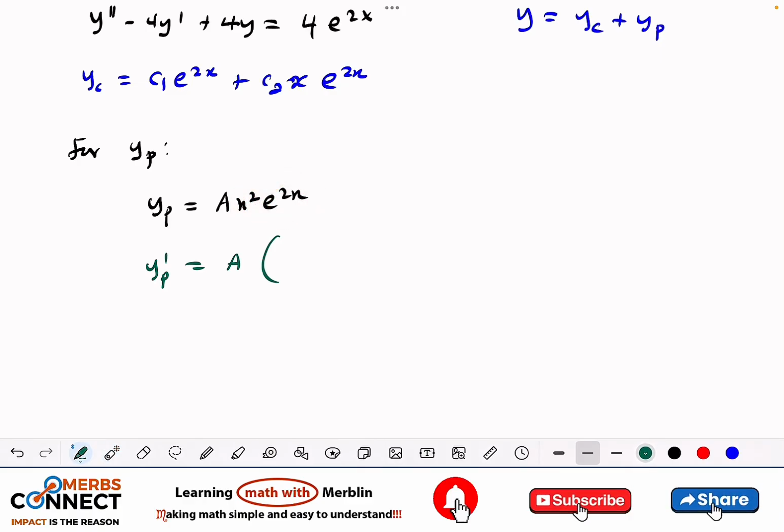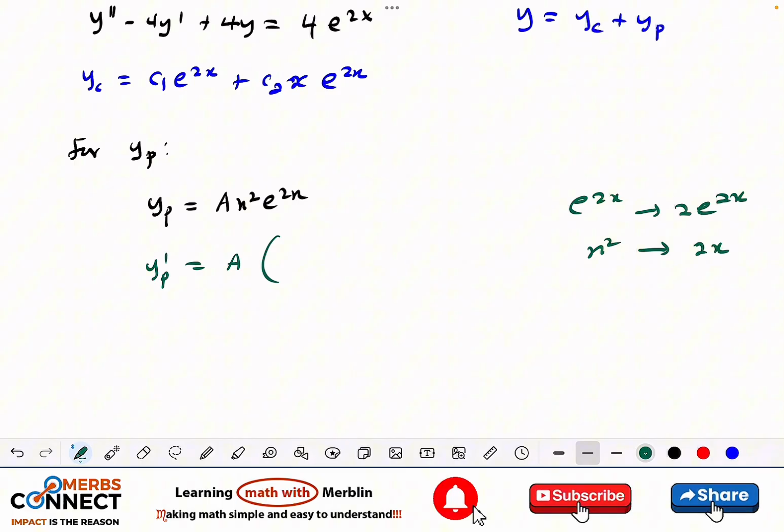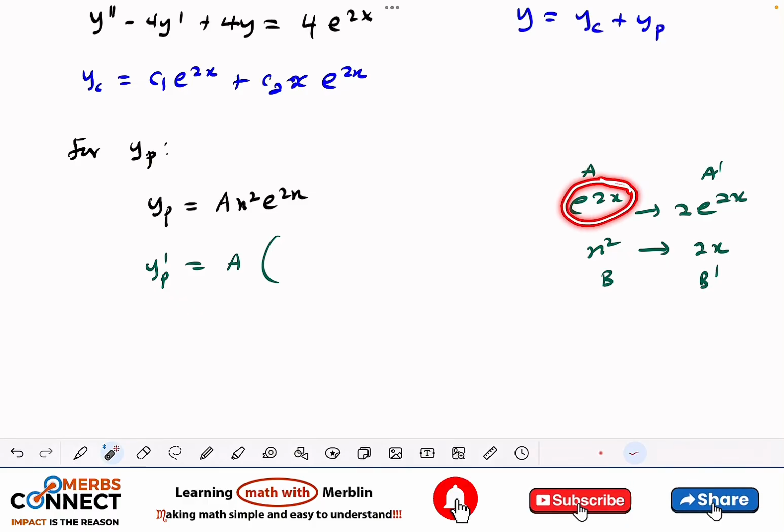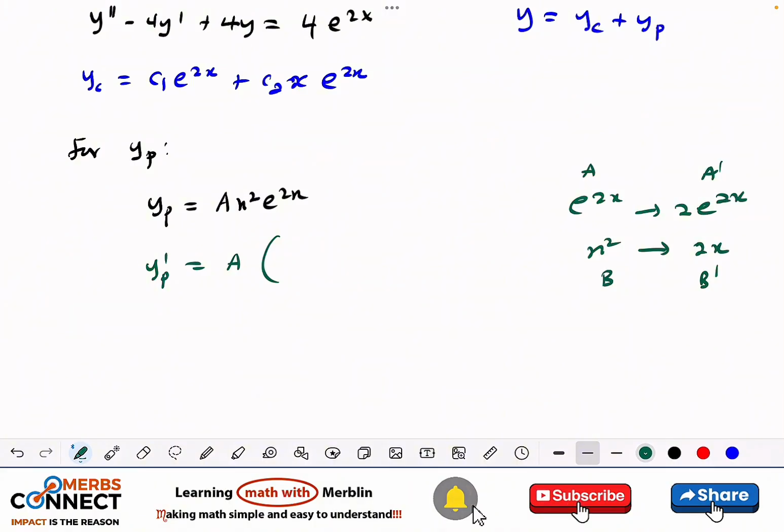So we know that when I differentiate this, I'm going to have 2e to the power 2x, and when I differentiate x squared, I'm going to have 2x. So product rule: if this one is my A and this is my B, this is A prime, this is B prime. So this times this plus this times that. So that will be the product rule from there.